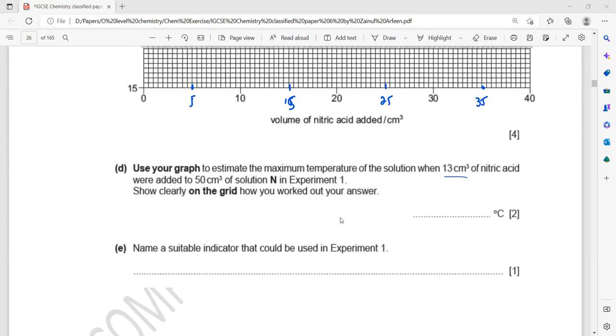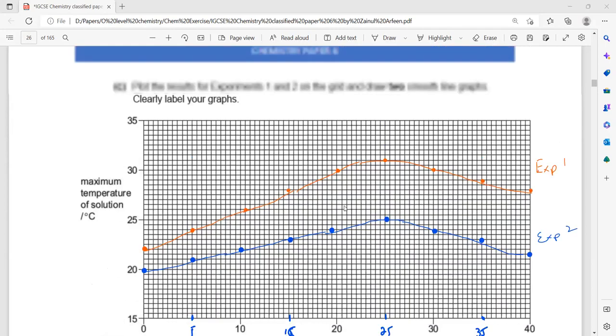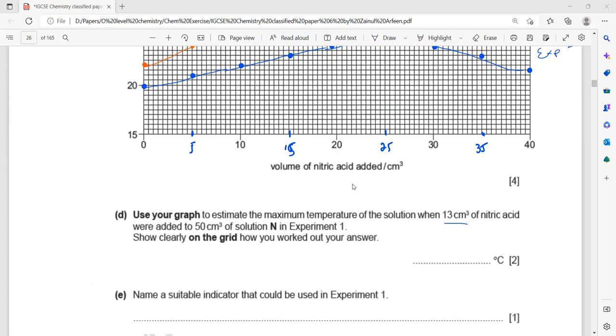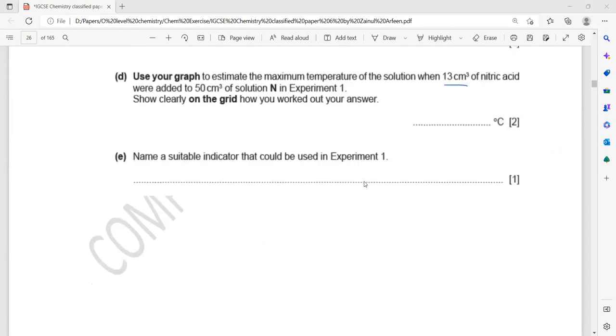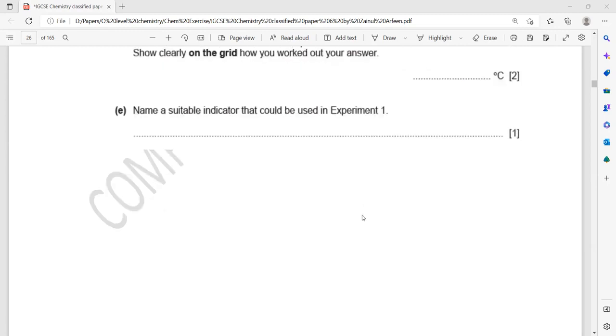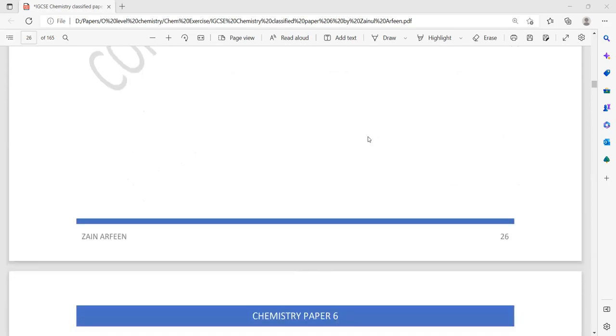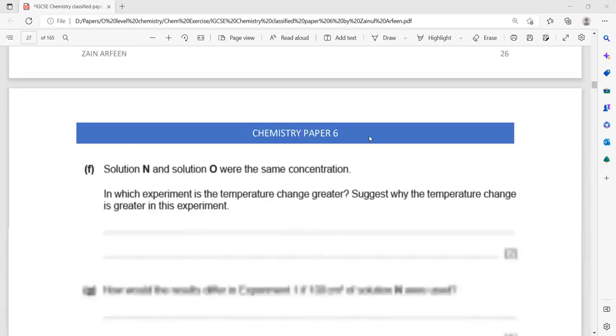Name a suitable indicator that could be used for the experiment. What indicator, like acid, alkali, what indicator can we use? Phenolphthalein can be used. Thymolphthalein can be used. Universal indicator is not suitable for titration because it shows a range of color change. We will not be able to identify the endpoint because it's a series of colors and it's hard to distinguish the color transition. It's easier to recognize one color changing to another.